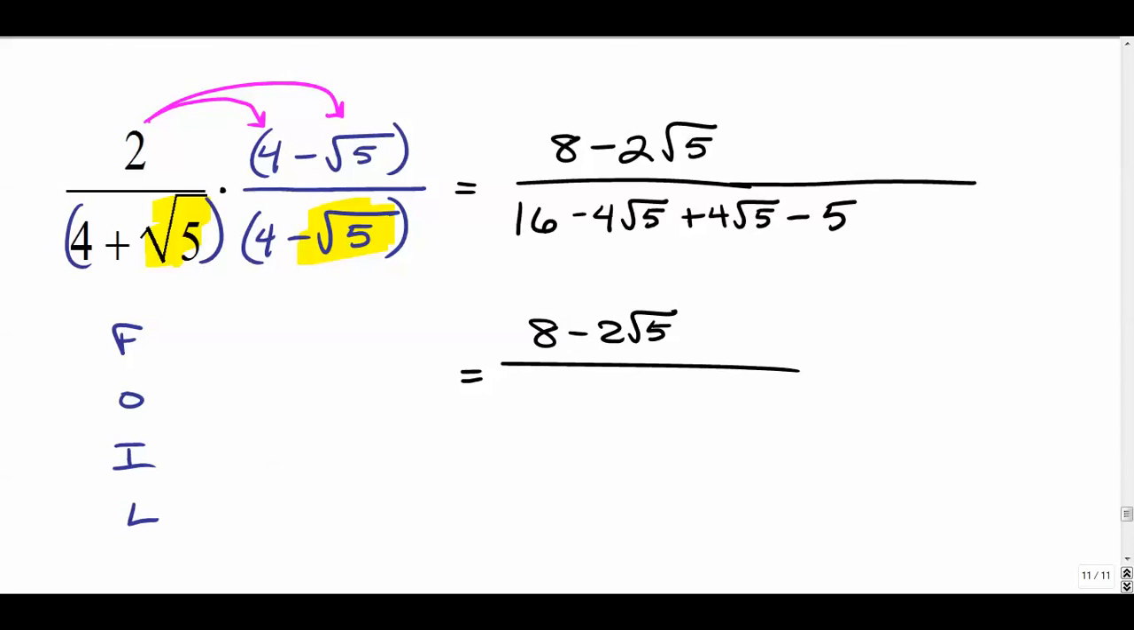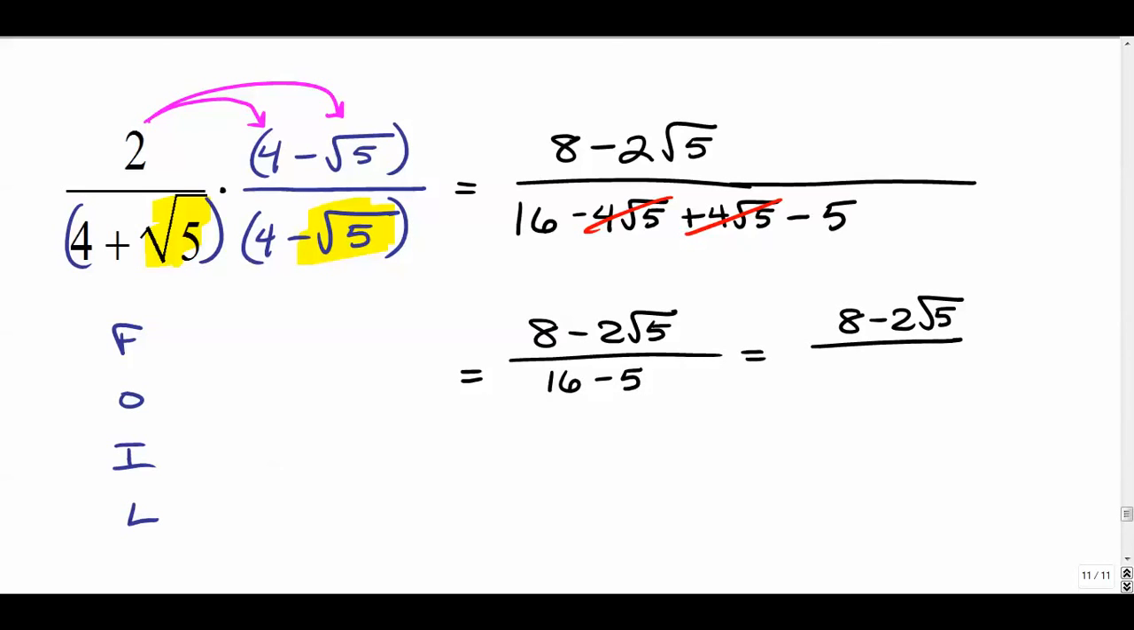Watch this. The whole point of this rationalization procedure is to get rid of the radicals in the denominator, and watch what happens. Negative 4 radical 5 and positive 4 radical 5, they're exact opposites, so they cancel. So your denominator now is just 16 minus 5. So it's 8 minus 2 radical 5 over 16 minus 5, which is 11. And none of that stuff can be simplified anymore. So we are good to go. That is our final answer.